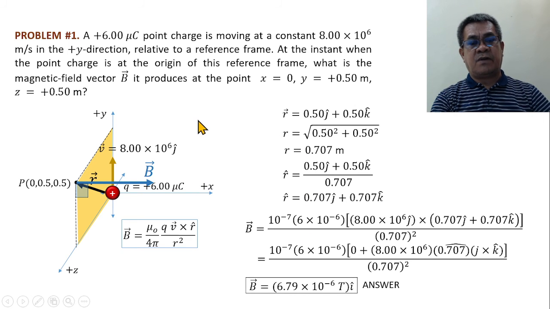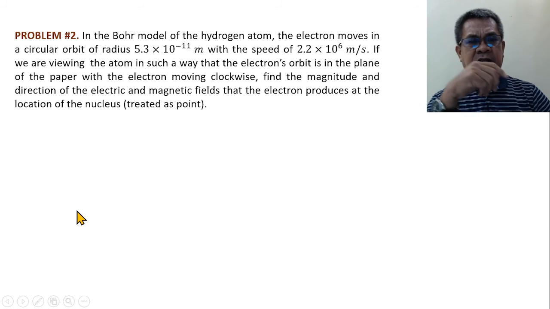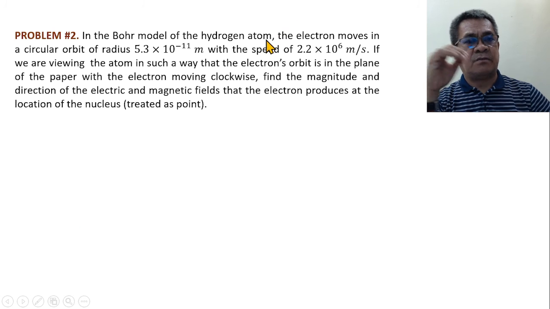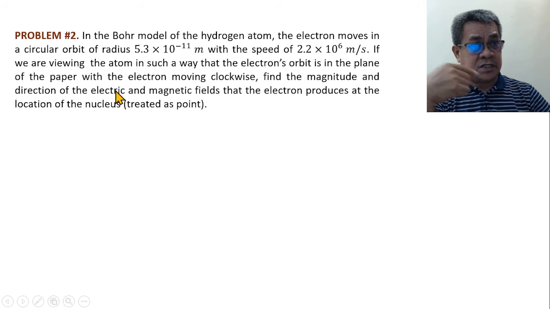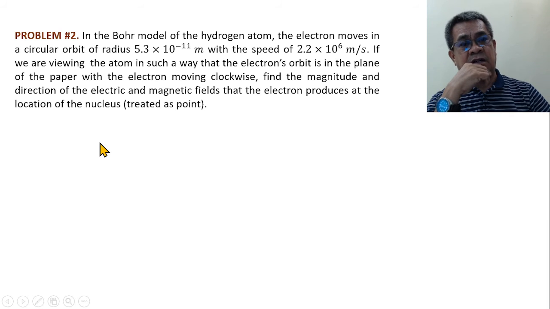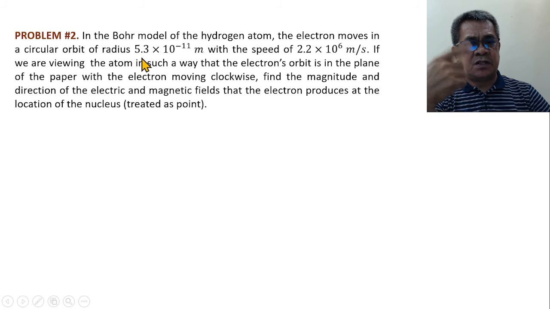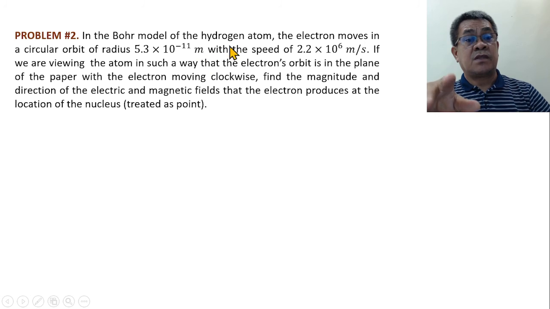Solutions to the problem number 1. Problem number 2. In a Bohr model of the hydrogen atom, the electron moves in a circular orbit. So the electron, of course, is circulating around the protons. Now, this problem says that the radius of circulation is 5.3 times 10 to the negative 11 meters, with a velocity of 2.2 times 10 to the 6. This is given in the problem, meters per second.